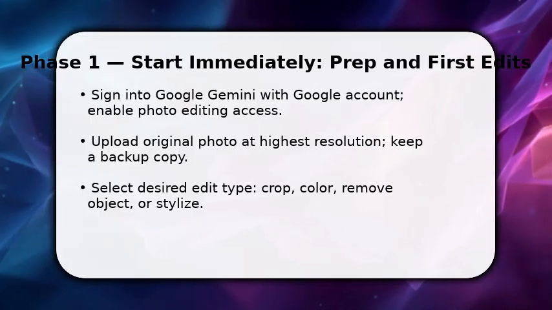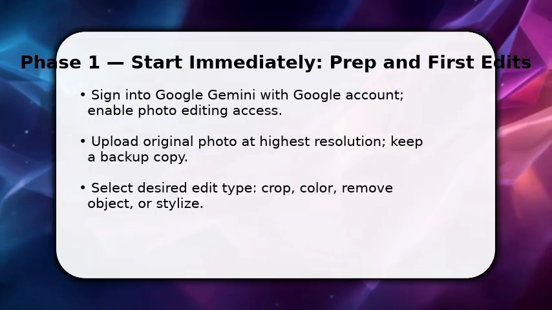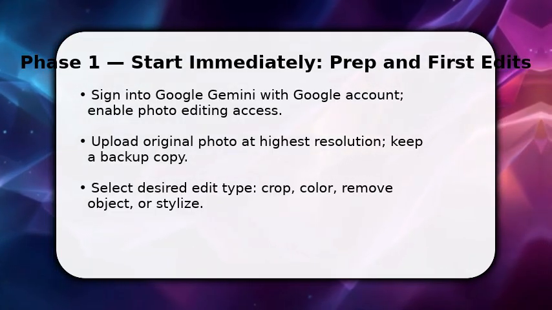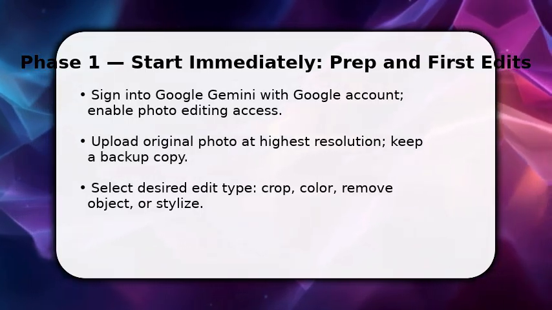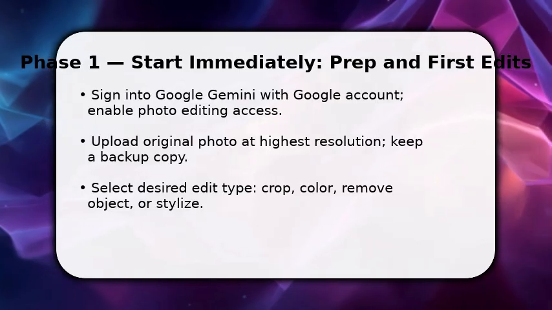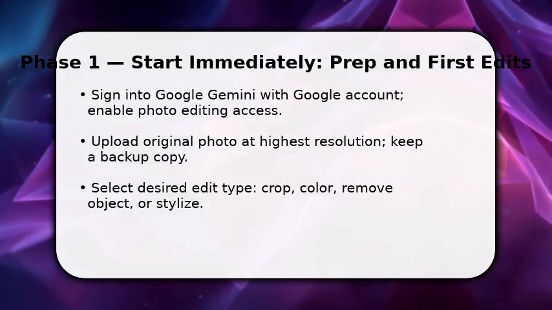You'll begin by signing into Google Gemini and confirming photo editing permissions. Then upload the highest resolution image you have and save a backup copy immediately. Next, pick one primary objective: crop, adjust color, remove an object, or apply a style, and choose the matching tool.